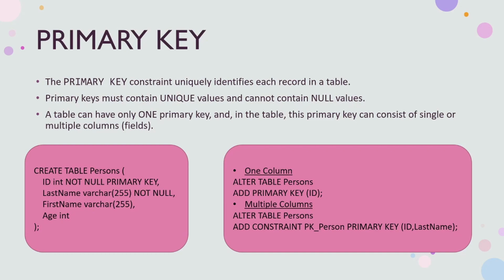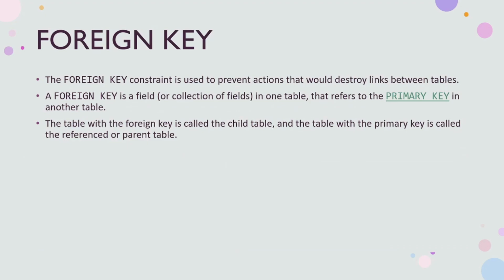When it comes to alter table, it follows the same rule as you see in unique, but the meaning of the primary key and unique is a bit different. Next is we have foreign key. Now what is a foreign key used for? A foreign key is used to prevent actions.